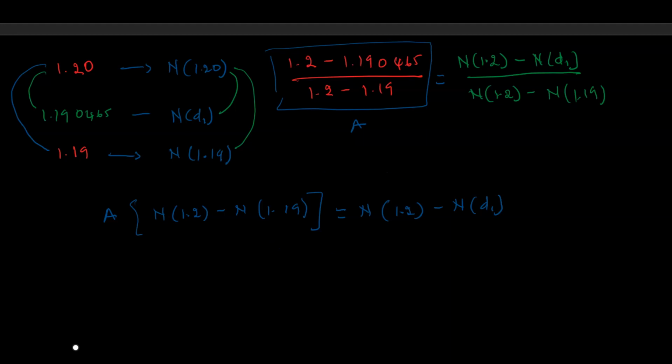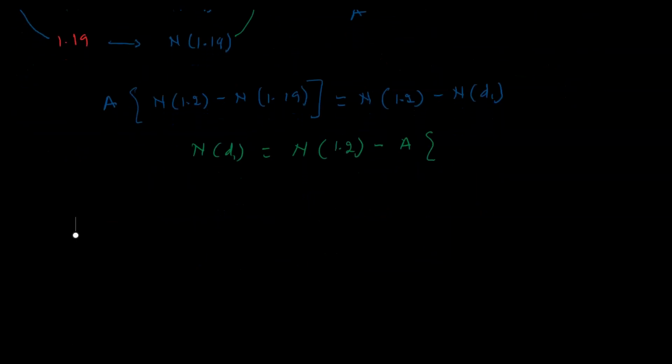And so in doing that, what do I have? I have ND1 is equal to N1.2 minus A times the difference between N1.2 minus N1.19, and that would be our ND1. And that's going to be interpolation, and that's going to give us a much more accurate measure of the probability ND1, and we could do the same thing for ND2.